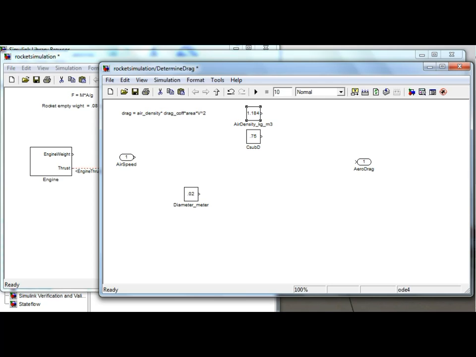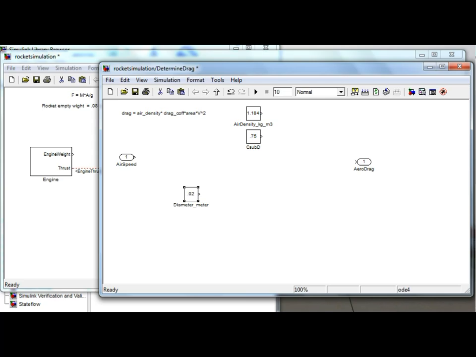Same with the coefficient of drag. Here I've just picked a constant value. If this went transonic, then the drag changes in the transonic and supersonic regions, and you'd probably want to do something more complicated. Diameter, I put in a fixed value as opposed to trying to get a workspace variable. If I wanted this to be a more general model where I was doing simulations of lots of different rockets of different configurations, I'd probably use workspace variables for things like C sub d and diameter and the rocket empty weight at the top level.